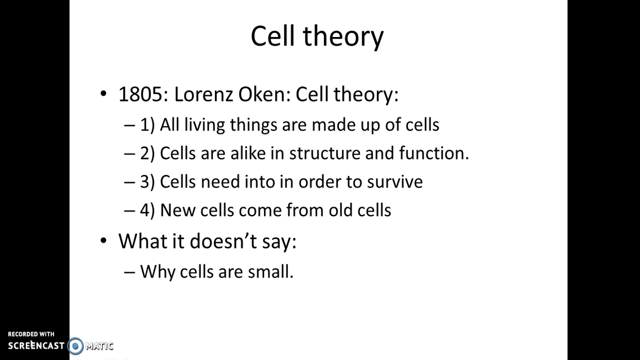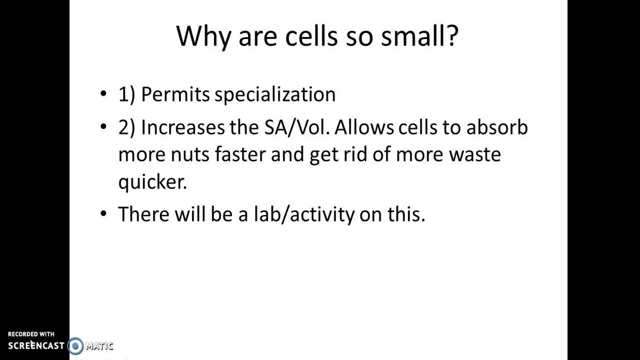Now, what this does not say is that cells need to be small. So why are cells so small? And we're going to do an AP lab on this. So cells are small because of two reasons. One, small cells permit specialization. So all our different cells have different roles, different functions in our bodies, make up different tissues. That's specialization. And two, it increases the surface area, that's what SA stands for, surface area to volume ratio.